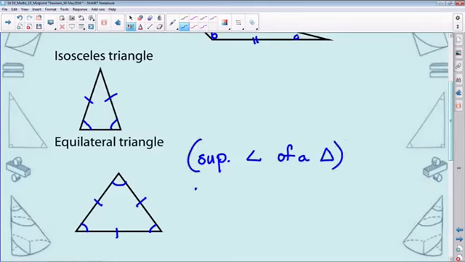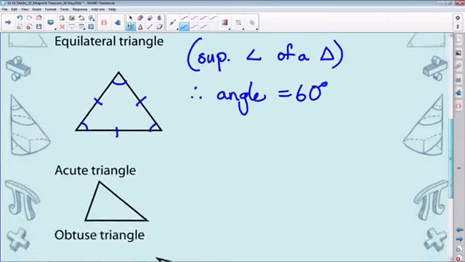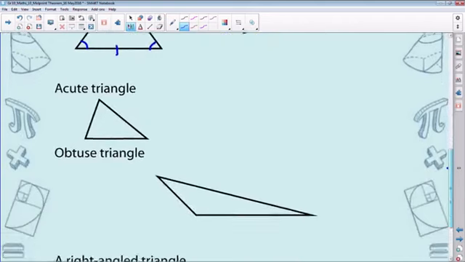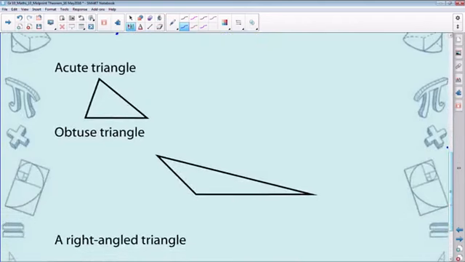That means that each of these angles is equal to 60 degrees. An angle is equal to 60 degrees. And you'll remember the calculation we did last week to support that. Then on top of that, all of these triangles can also be classified as acute. And acute means all of the angles are less than 90 degrees. All of them. There isn't a single one that is more than 90 degrees.